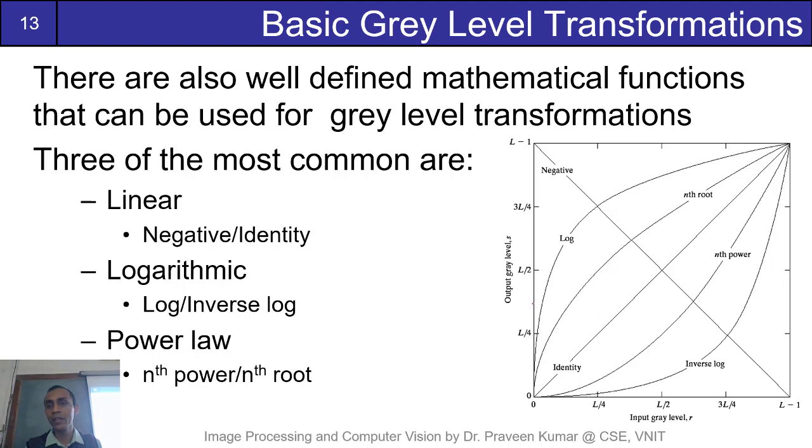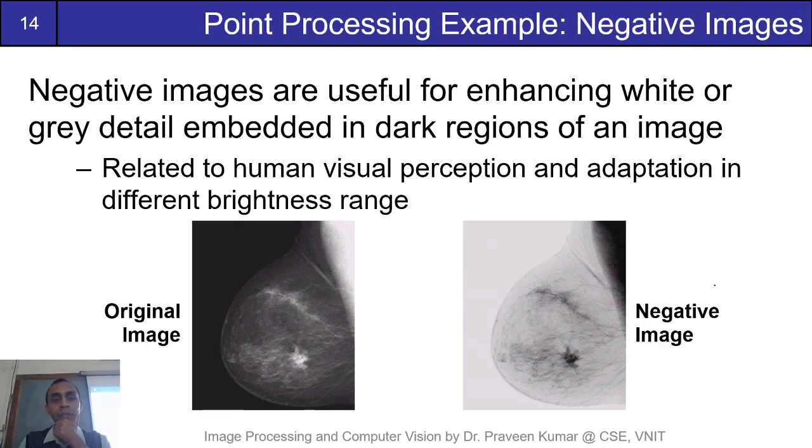So in that case, log will take this form, inverse of log will take this function, and nth power will take, if it is a square function it will take something like this, if it is a square root function it will take a form something like this. And identity and negative are simple things. So let us see some examples of applying these functions on different images.